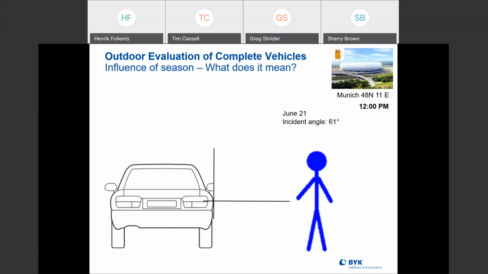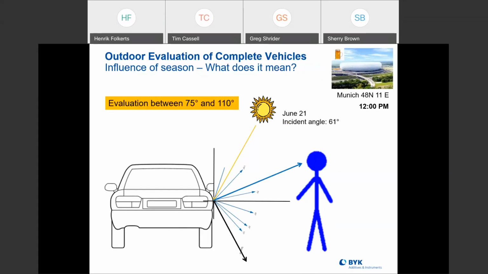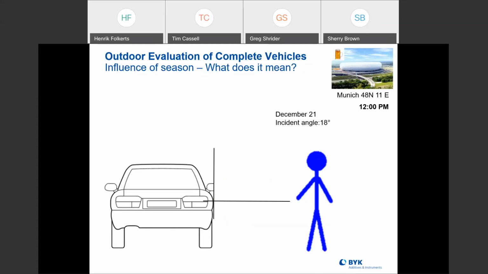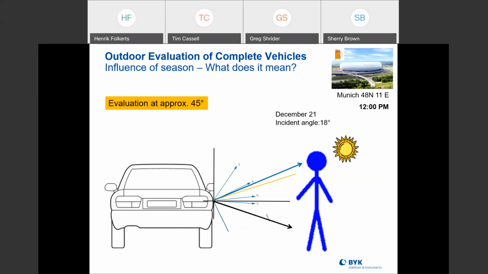So on June 24th, my angle of incidence is 61, and I would be looking at the 75 and the 110 degree angle. In December, I would be looking at the 45 degree angle.